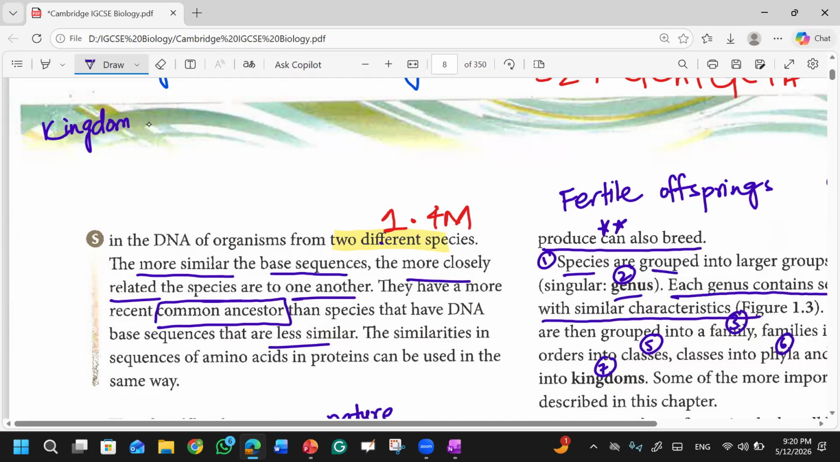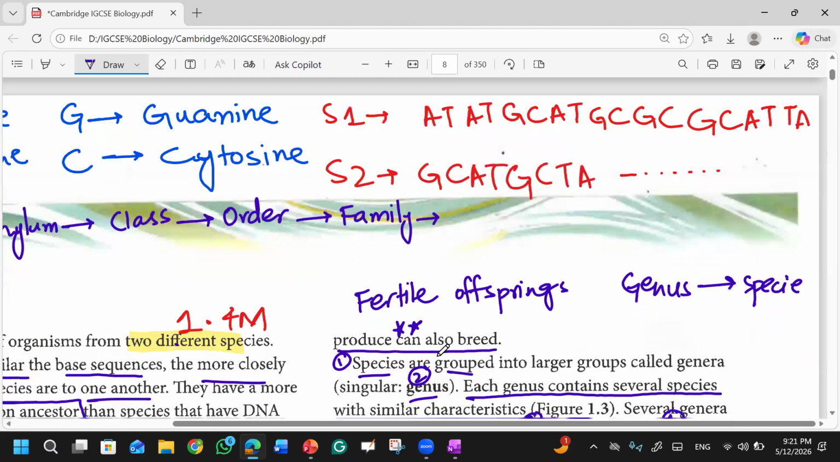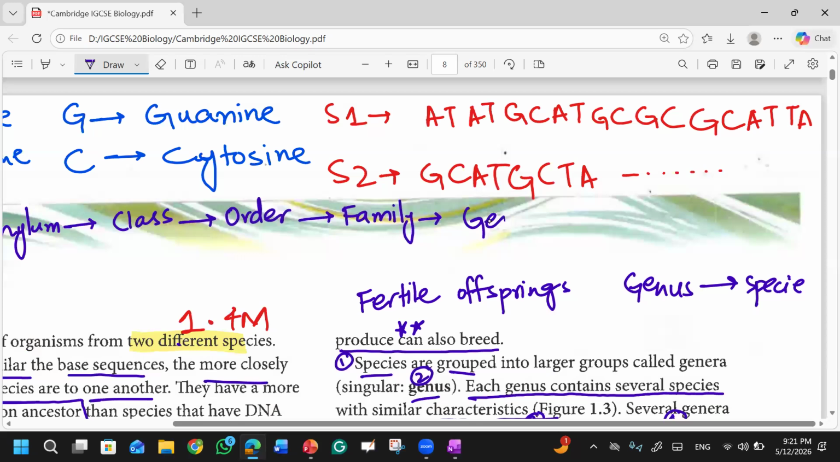Kingdom, phylum, class, order, family, genus, and species. This is the correct sequence.